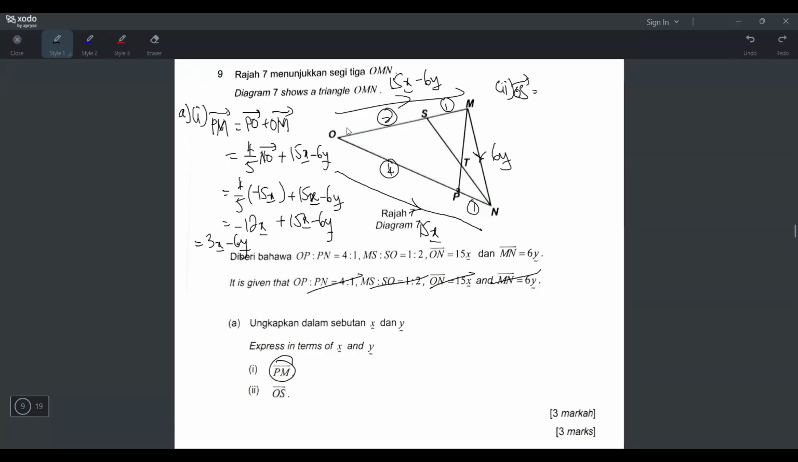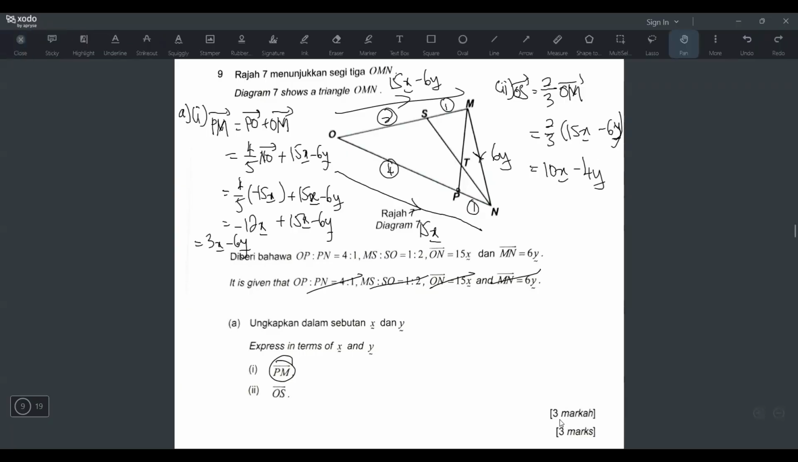Use the ratio. So O to S is a part of OM. OS is actually a part of OM. How many portions? OS is 2 portions out of 2 plus 1, total 3 portions of OM. And you have the vector OM, which is 15x minus 6y. So just put it in, and then multiply by 2/3. 15 times 2, 30 divide 3, 10x. Negative 6 times 2, negative 12 divide 3, negative 4y. So this is the answer, right? 10x minus 4y. Okay, done. This is worth 3 marks.